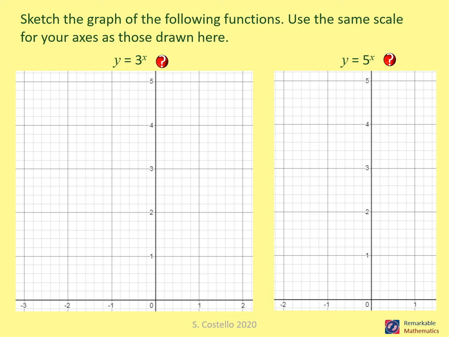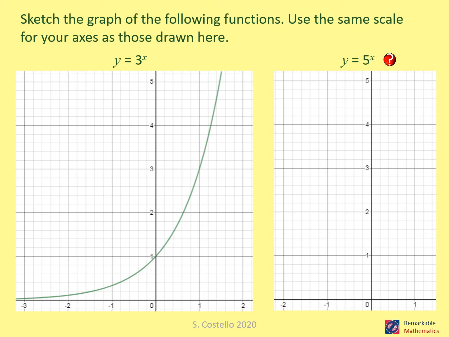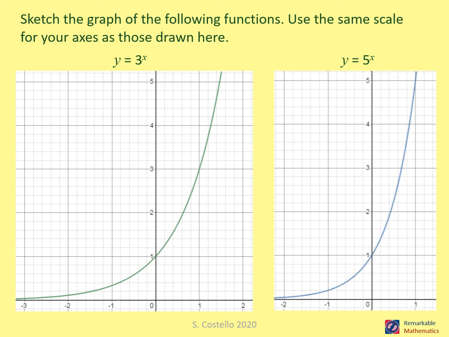Right, so here we go. Y equals 3 to the x. The graph should look something like that. And again, we look at the general shape in the same area of the axes as this one is. Y equals 5 to the x. We're really looking at the steepness of the graph.